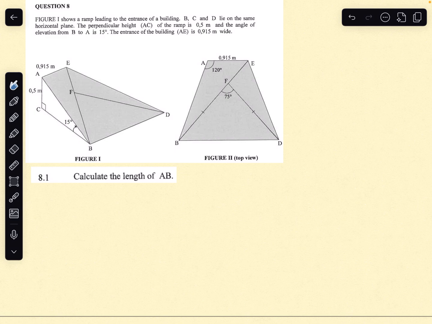The trig will not leave me alone. The trig refuses to leave me alone.